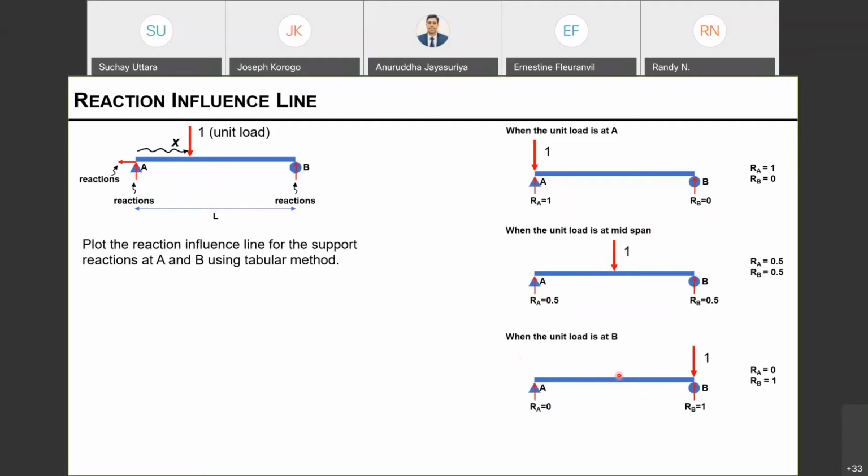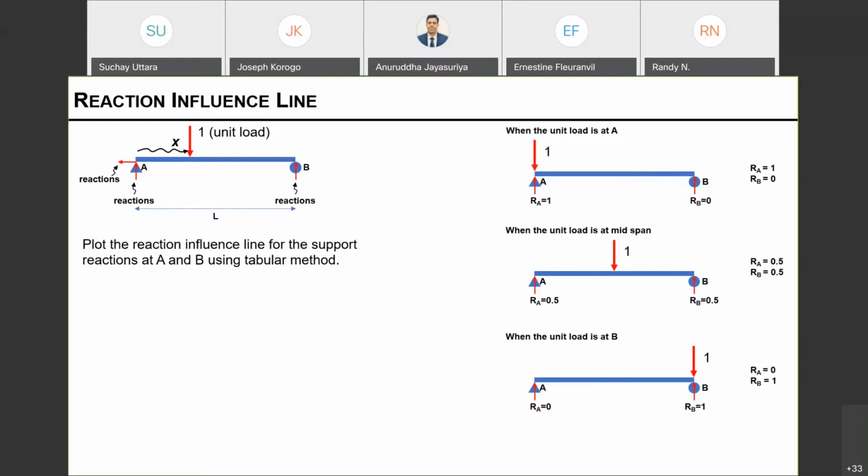Okay. And next, when I move further and place my unit load on top of B, my reaction at B is going to be 1. My reaction at A is going to be 0, because this load is right on top of B. Now you saw that depending on where we place this unit load across the beam, my reactions are changing.